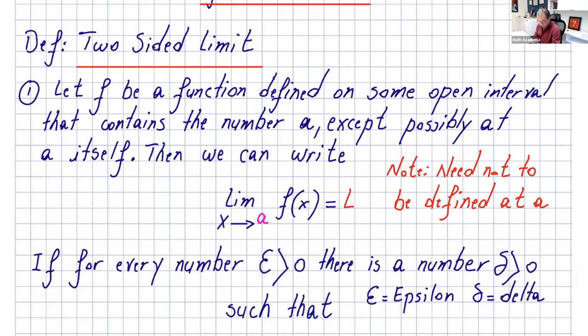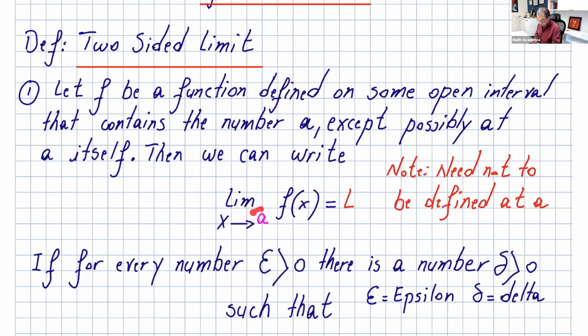So let's go over the definition. Let f be a function defined on some open interval that contains the number a, except possibly at a itself. Then we can write the limit as x approaches a of f of x equals L. I'm sure you have seen this notation before. However, just notice that f of x does not need to be defined at a. So we're just concentrating on the limit. We're not talking about continuity. And that's basically what we want to prove.